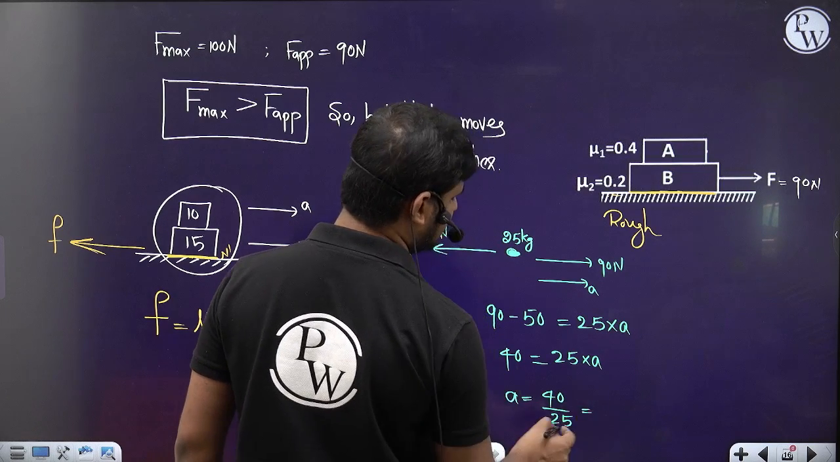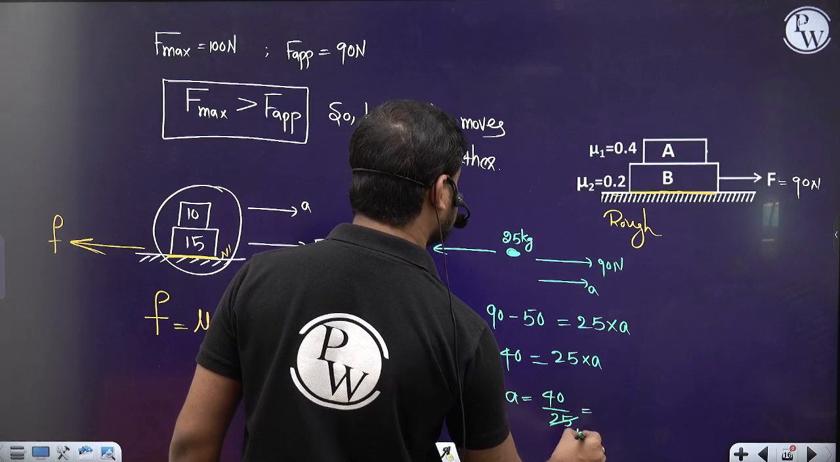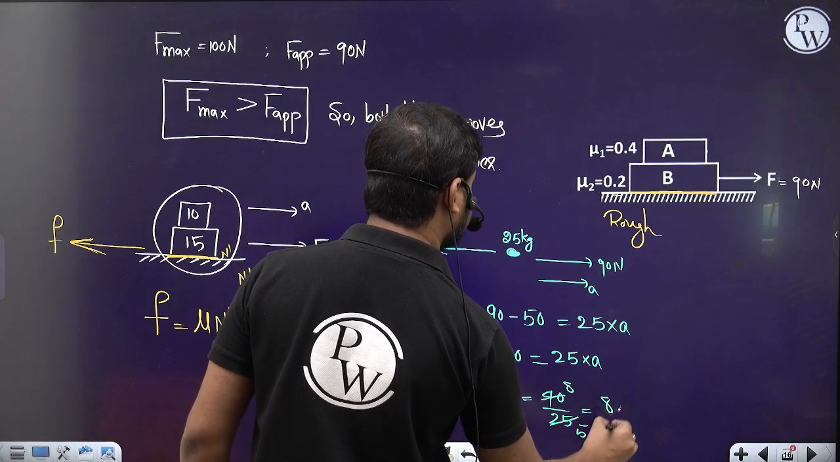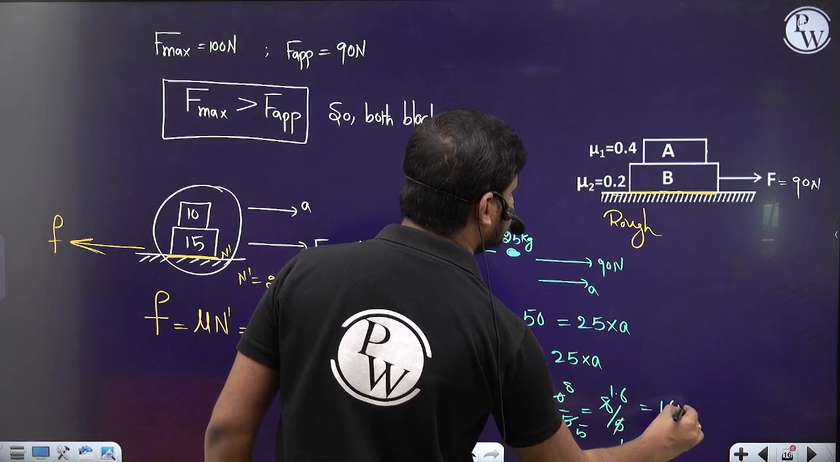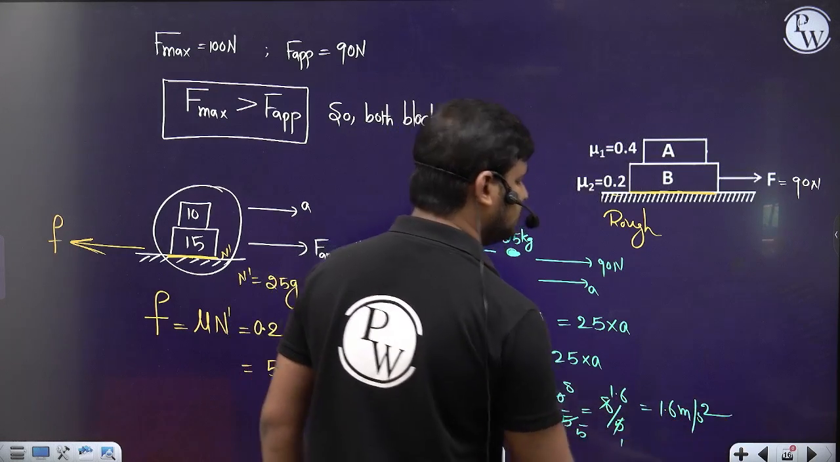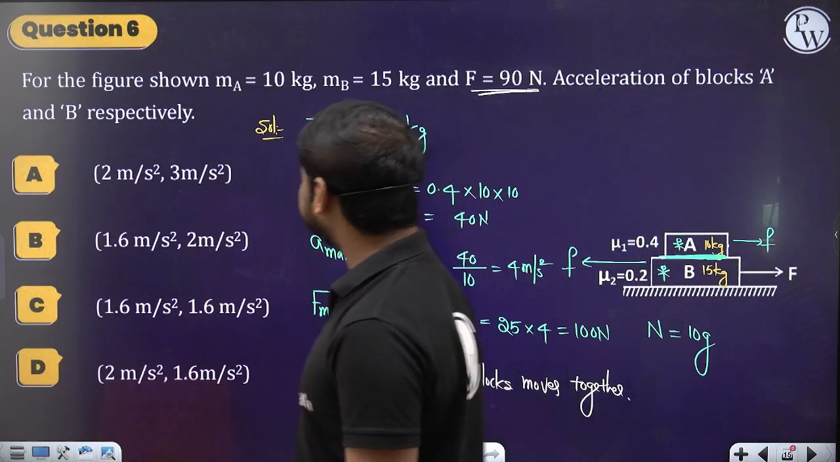So 5 fives are 5, 8 times. So 8 by 5, which is nothing but 8 ones are 8, 6 fives. So 1.6 meter per second square. So that means both the blocks move together with the same acceleration.